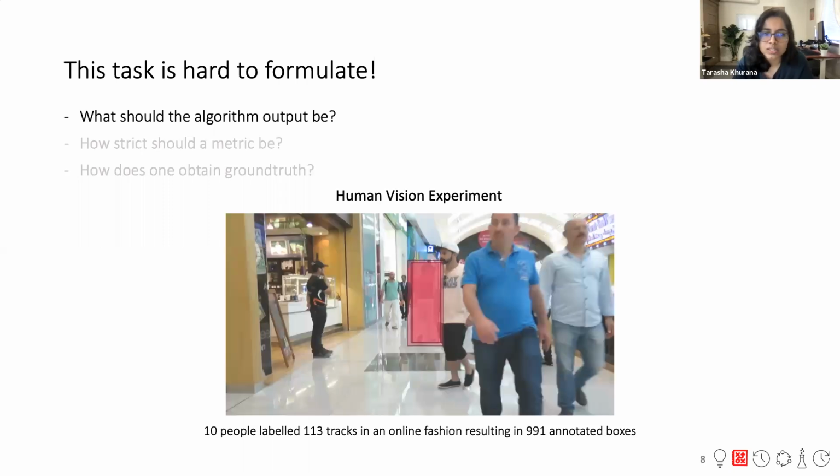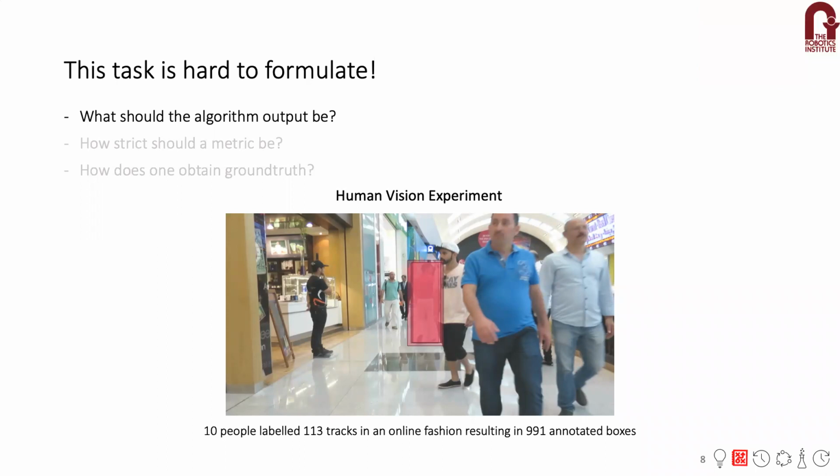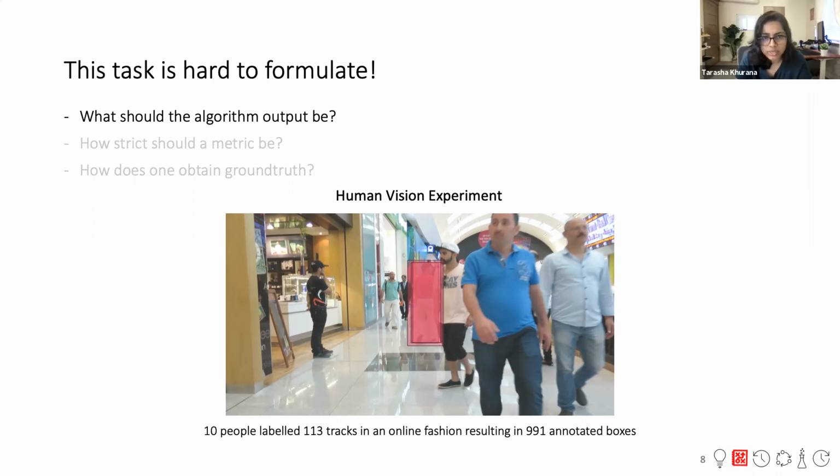So to answer these questions, we conduct a human vision experiment where we ask 10 people to label approximately 10 tracks each. And in each of these tracks, the person of interest gets occluded for at least 10 continuous frames. And the job of the annotators is to create a bounding box wherever they think the person could be without having access to any of the future frames.